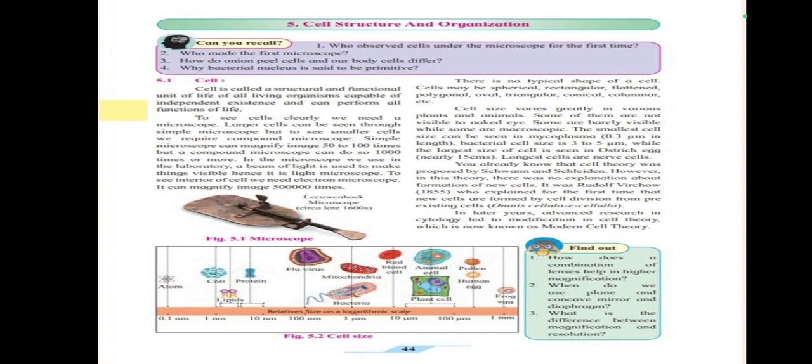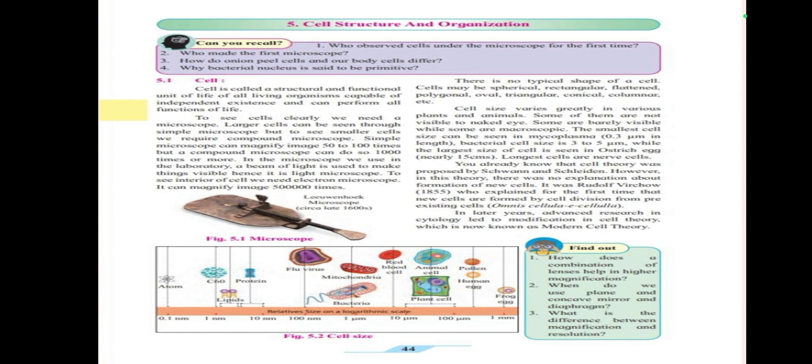Cell size varies greatly in various plants and animals. Some of them are not visible to the naked eye. Some are barely visible. Size can be seen in mycoplasma, 0.3 micrometer in length. Bacterial cell size is 3 to 5 micrometer, while the largest size of cell is seen in ostrich, nearly 15 centimeter cell. Longest cells are nerve cells.